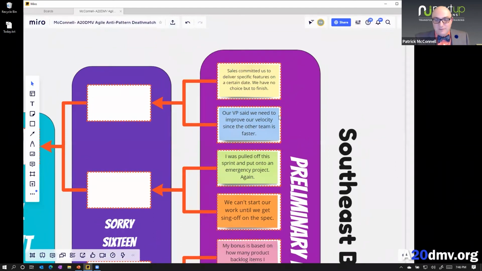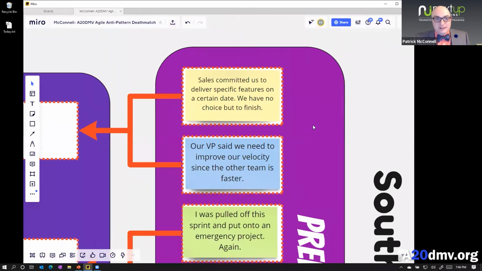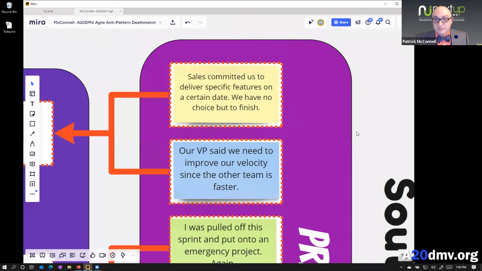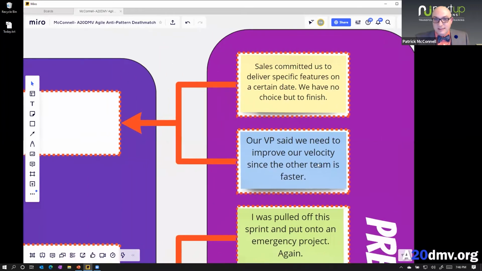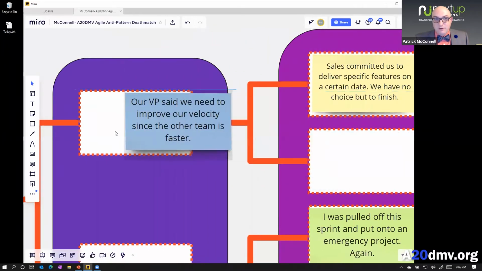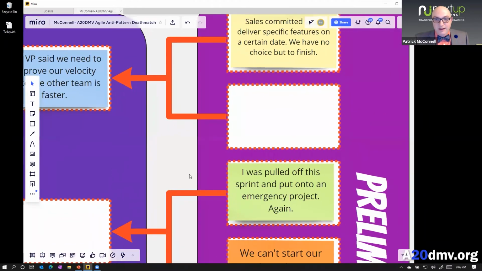All right, the last of our 4-quarter brackets. Let's take a look here at sales committed us to deliver specific features on a certain date. We have no choice but to finish. Or our vice president said we need to improve our velocity since the other team is faster. Raise your hand for the top one, leave it lowered for the bottom one. All right, I think bottom one is taking this one. All right, remember, none of these are happy, but some of them are worse than others. That's the idea. All right, let's take a look at the next one.